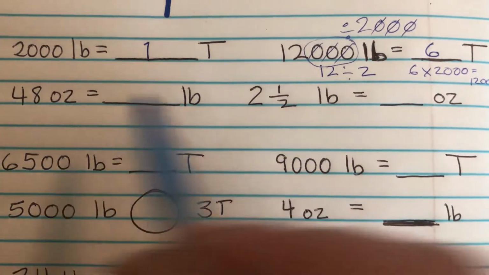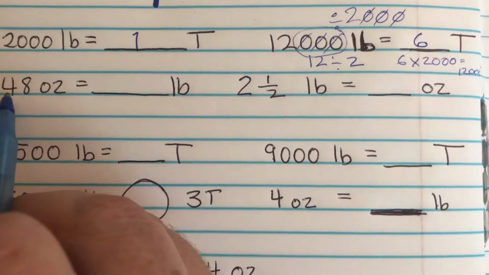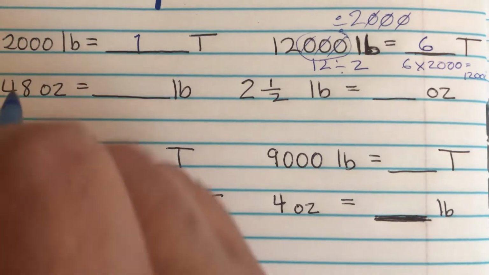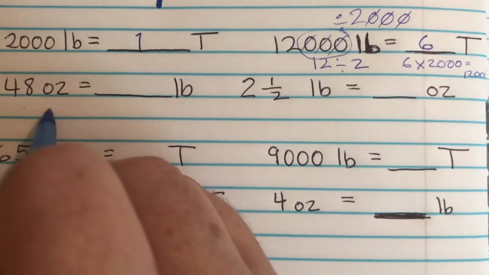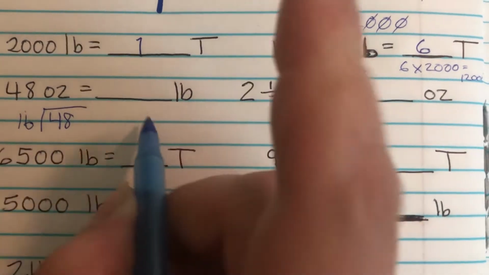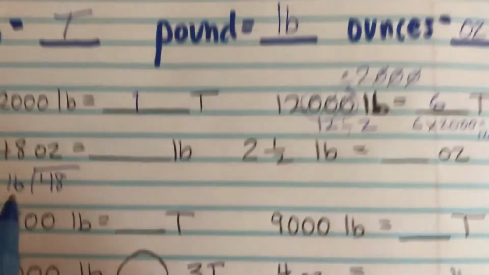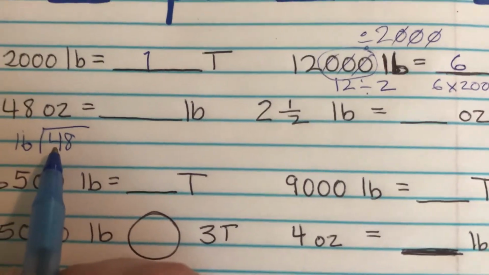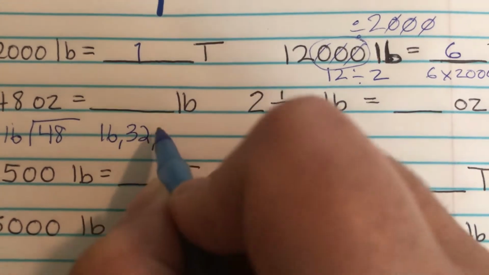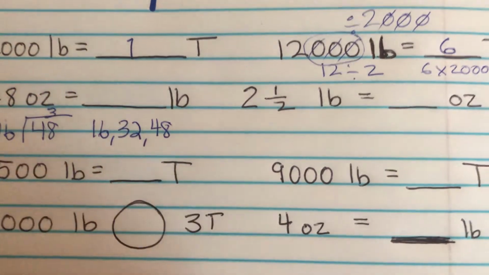Let's do another one. 48 ounces is how many pounds? Well, remember, if we're going from a smaller to a larger unit, the number of pounds will get smaller, and we're going to divide 48 into groups of 16 because 1 pound is 16 ounces. So 16 times 2 is 32, plus another 16 is 48. So I'm going to say that 16 goes into 48 3 times.